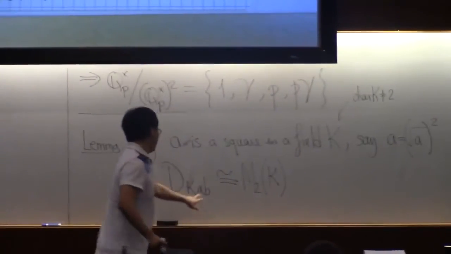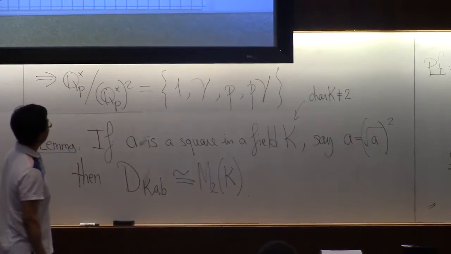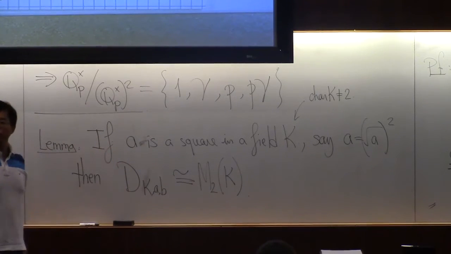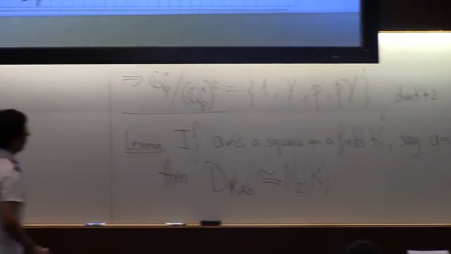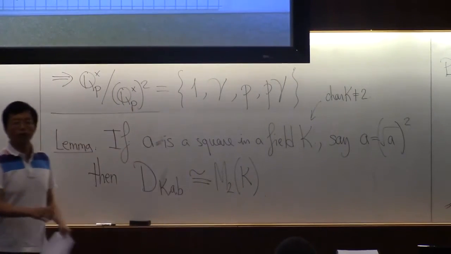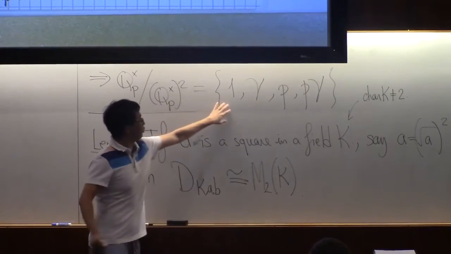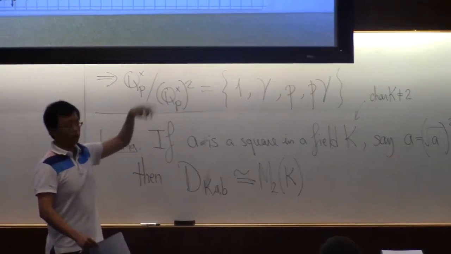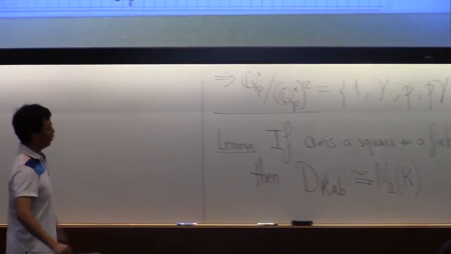So in other words, if a or b is a square, then it's just a matrix algebra. So if you look at this list, you have 16 possibilities, right? Already, if a or b equals 1, whatever, 7 possibilities are already determined. Those are already determined.